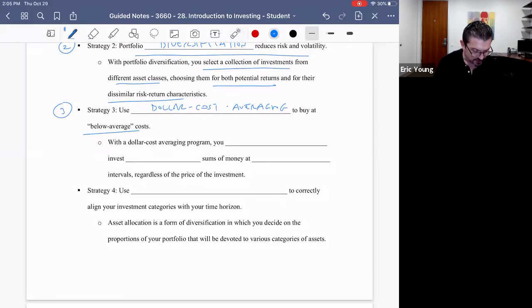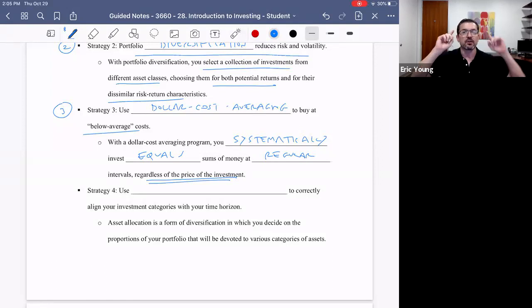With dollar cost averaging, again, you systematically invest. You systematically invest equal sums. And you systematically invest those equal sums at regular intervals. And here's the key. You do it regardless of the price of the investment. The beauty of dollar cost averaging is it totally reframes you on the ups and downs of the market.